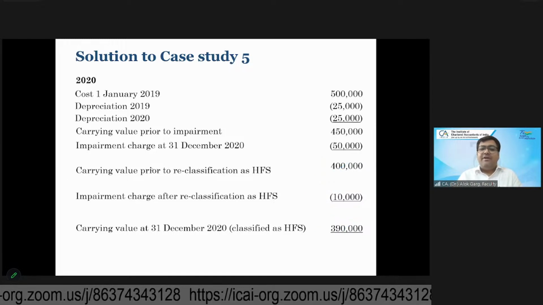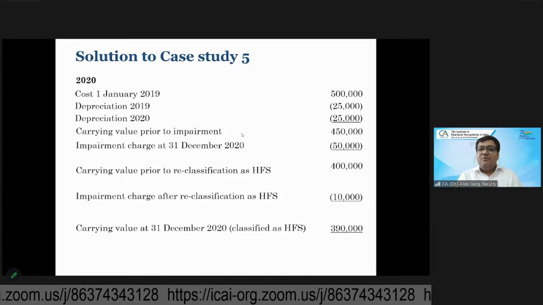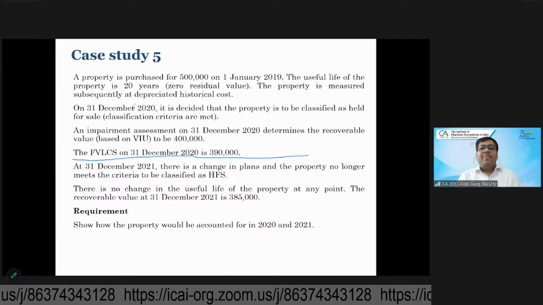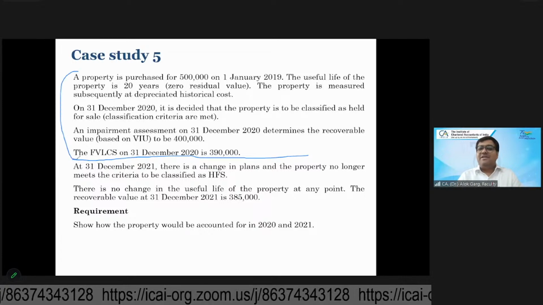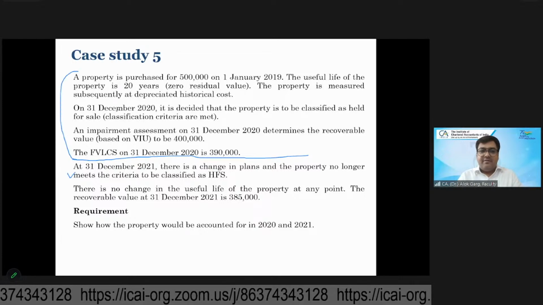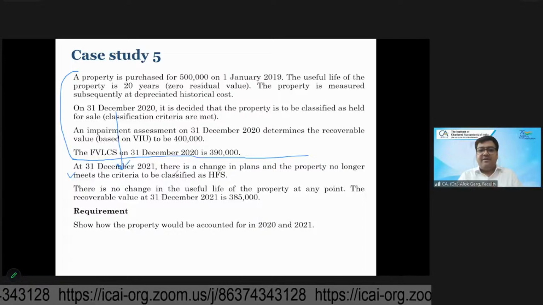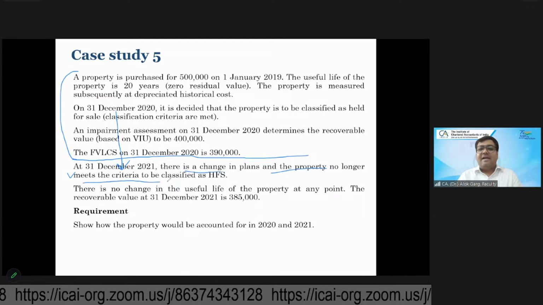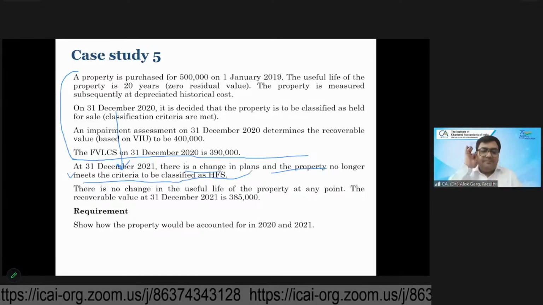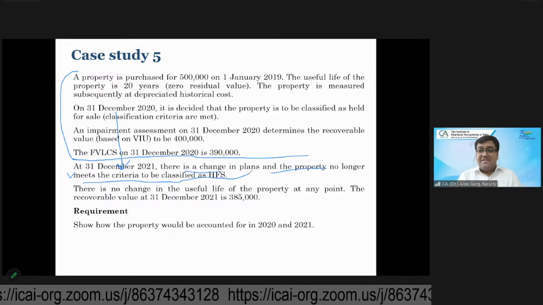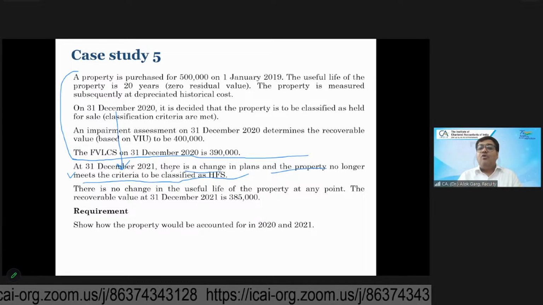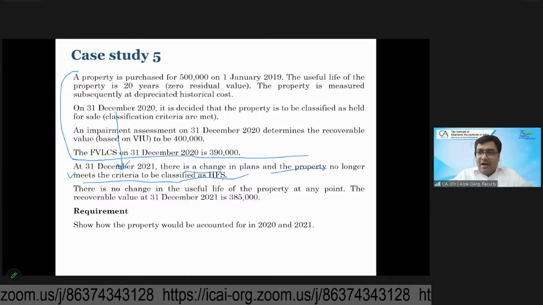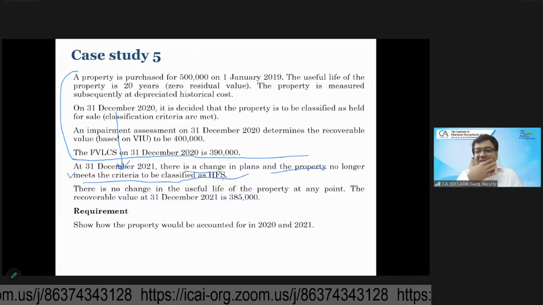Sir, this is what we have already discussed. Now, what is new in this? Now, the new item comes. So this was from Ind AS 16 to Ind AS 105. Now, after 1 year, 31st December 21, there is a change in plan and the property no longer meets the criteria to be classified as held for sale. Means now it has to be restated as PP.